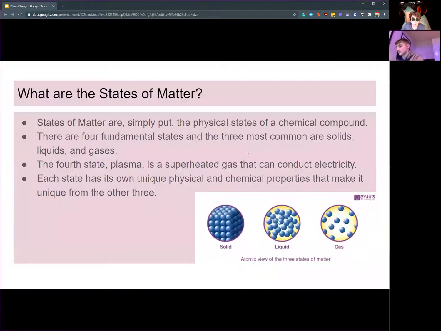So let's get started. First of all, what are states of matter? Simply put, they are the physical states of a chemical compound, specifically more at a molecular level. There are four fundamental states. The three most common are solids, liquids, and gases.